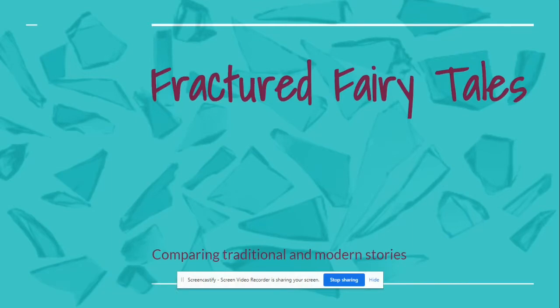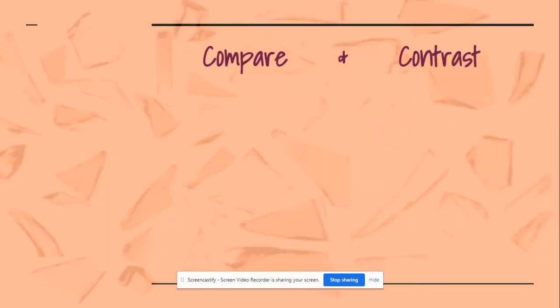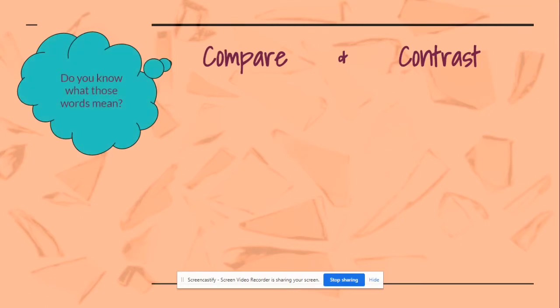This is our third week of doing this, so we'll get a little bit quicker with the opening slides and then we will get to our new story. Here we go. As we have been doing every single week, we are going to compare and contrast a modern fairy tale or a fractured fairy tale with its traditional version. So again, do you remember what these words mean?